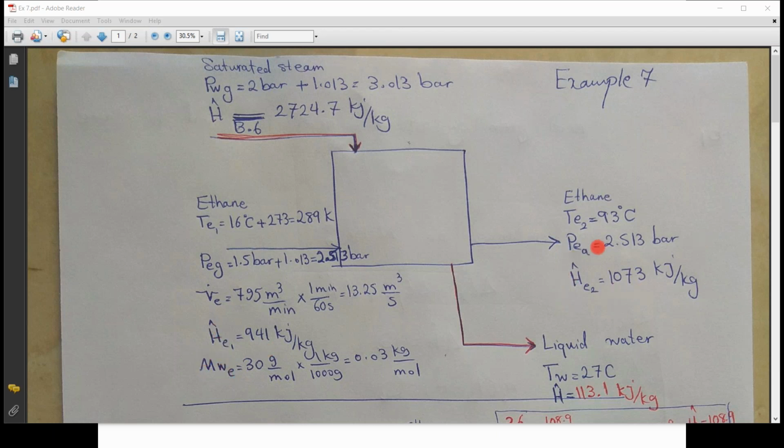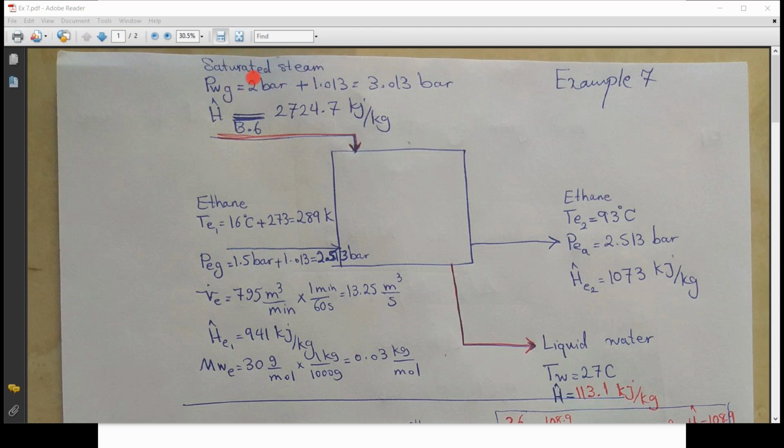So at the outlet, the temperature is given to you, the pressure is similar to the inlet, and the specific enthalpy is given by the problem. So I just arranged them in their positions. And meanwhile, saturated steam enters the heat exchanger at this gauge pressure.